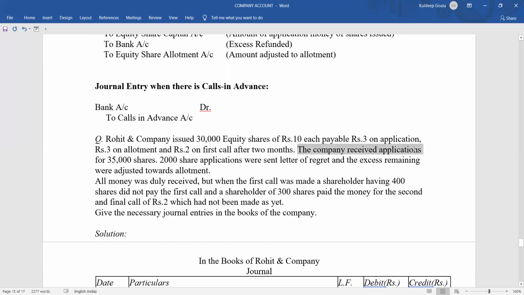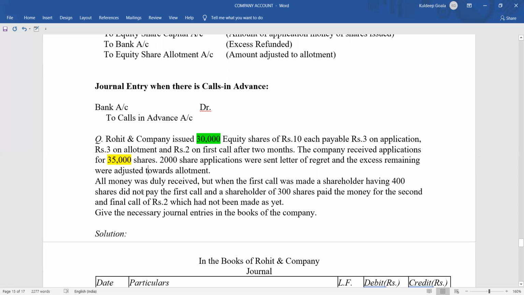The company received applications for 35,000 shares. So how many shares have we issued? 30,000 shares. We have issued 30,000 shares. Clear? And how many shares did we receive? Received was 35,000, isn't it? So it is a situation of oversubscription, isn't it? You have received more than what you have issued. So it is a situation of oversubscription.